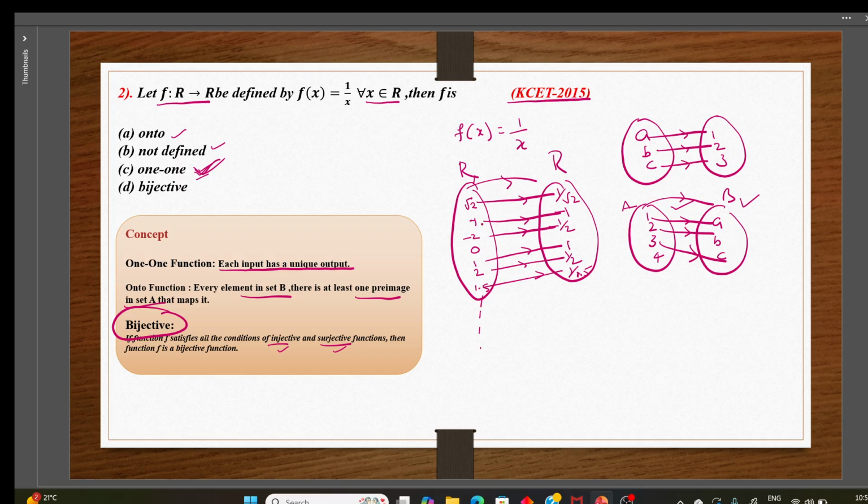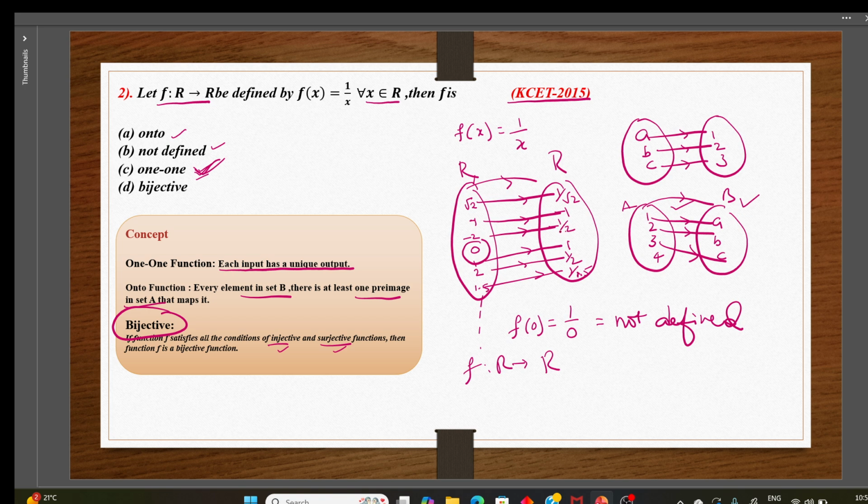And observe, what about this 0? When in the place of x we substitute 0, 1 by 0 we get not defined. So here in the question it is given f from R to R, but for x is equal to 0, the function is not defined. Also, we do not get any image for x is equal to 0.